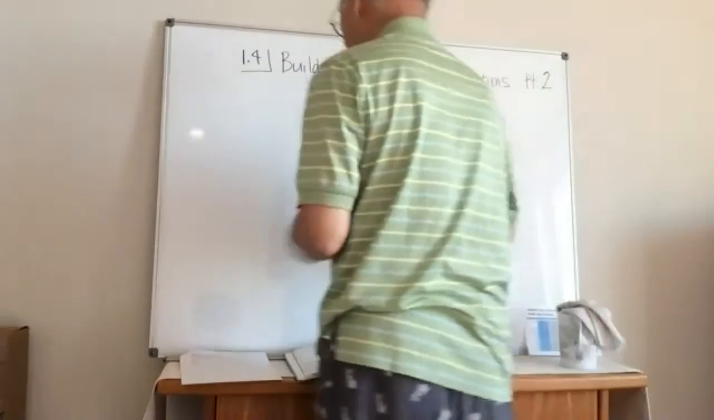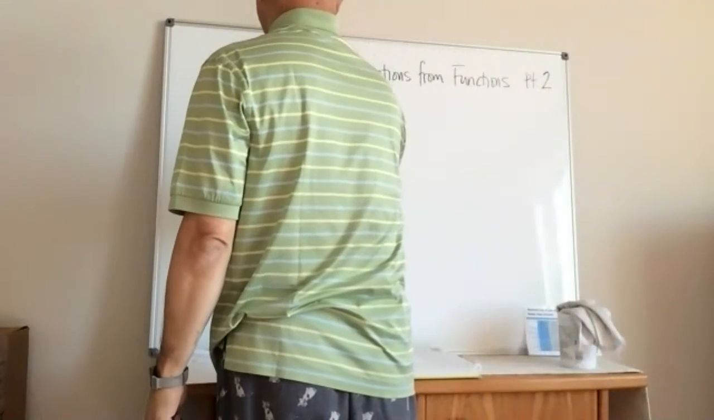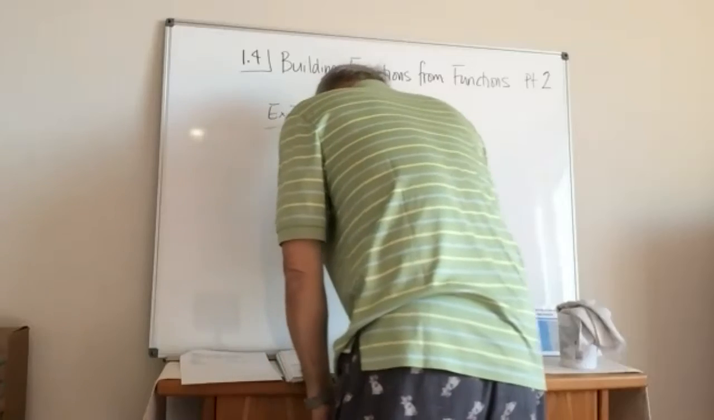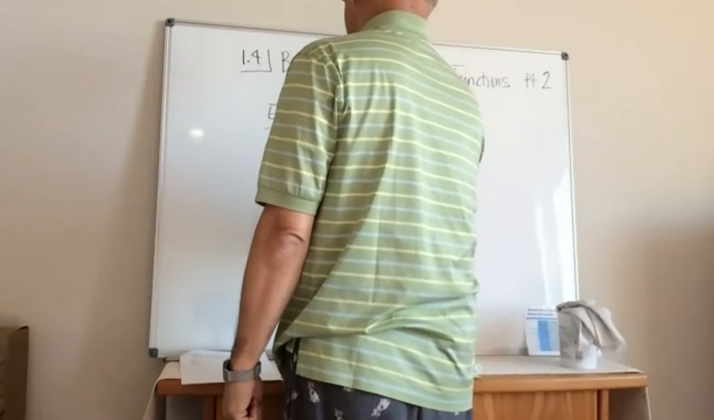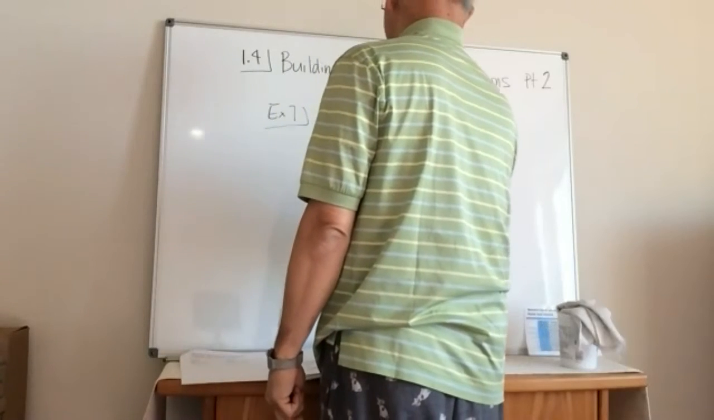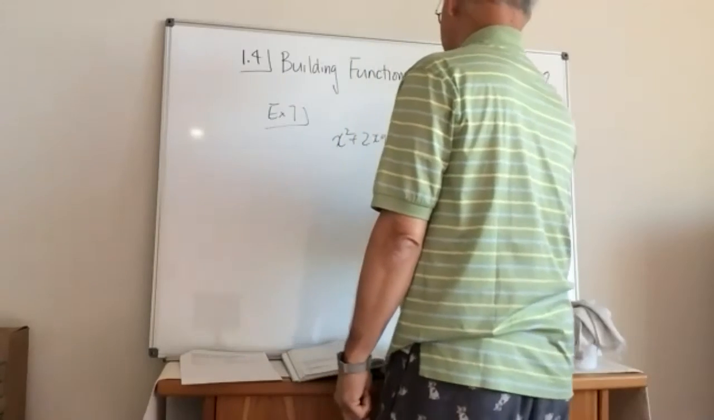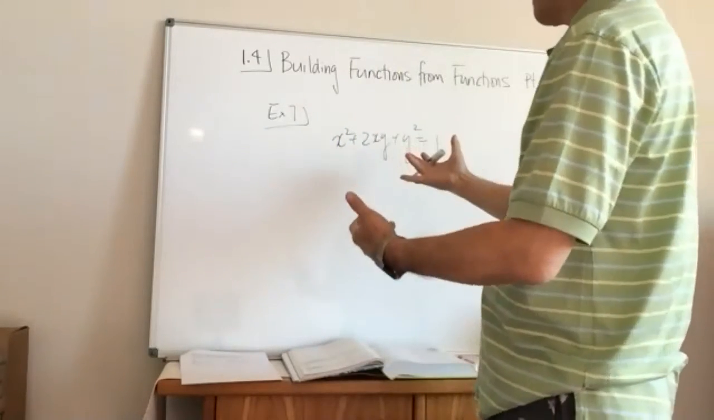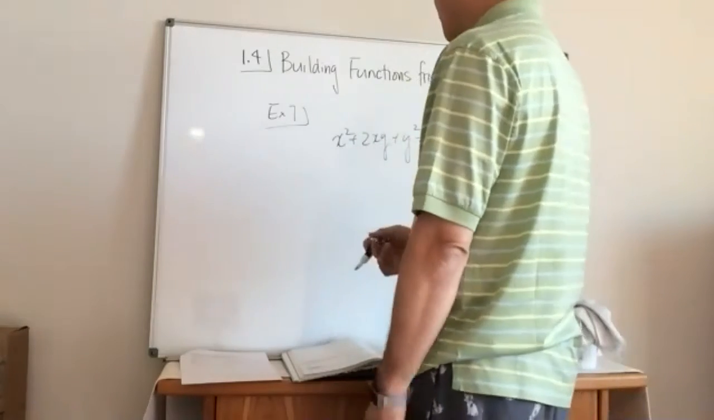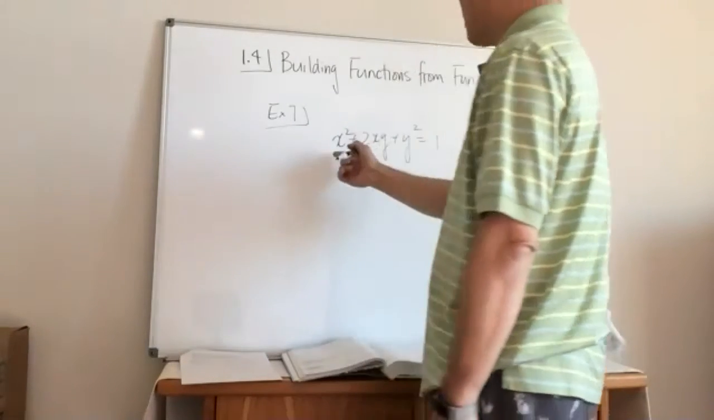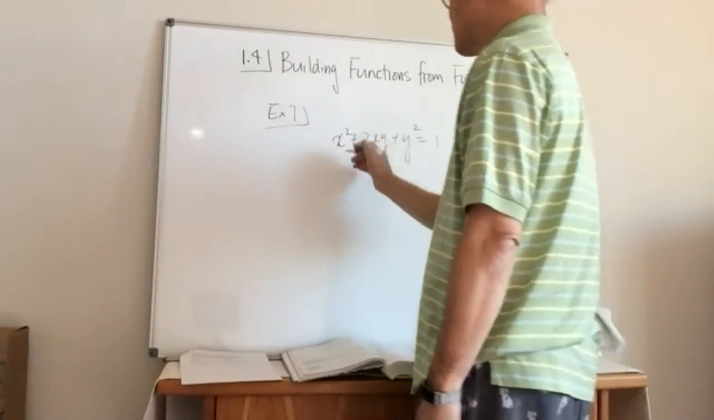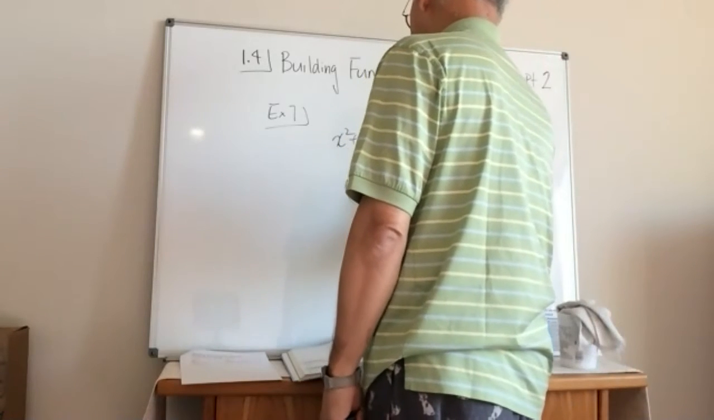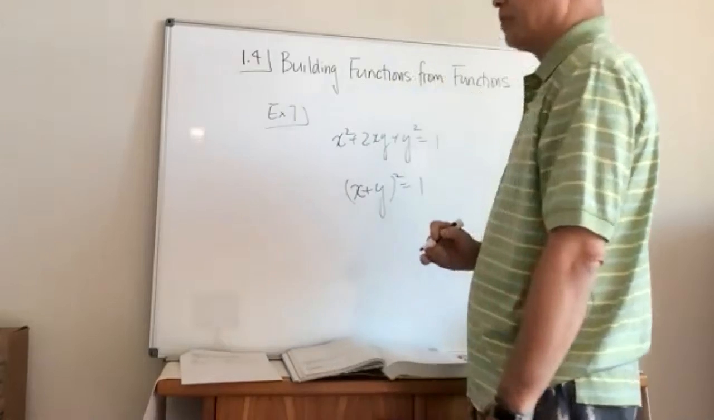Example number 7: describe the graph of the relation x squared plus 2xy plus y squared is equal to 1. Just looking at this, it looks kind of weird. I don't know what's going on. But if you notice that this is the same as this, now we have some hope.